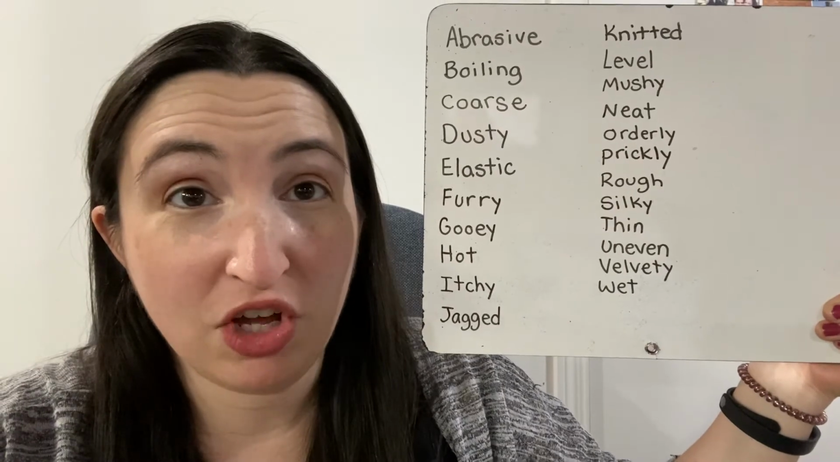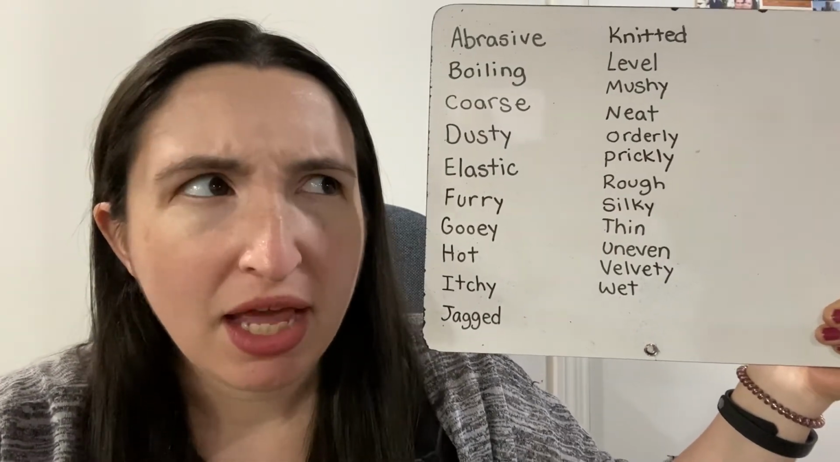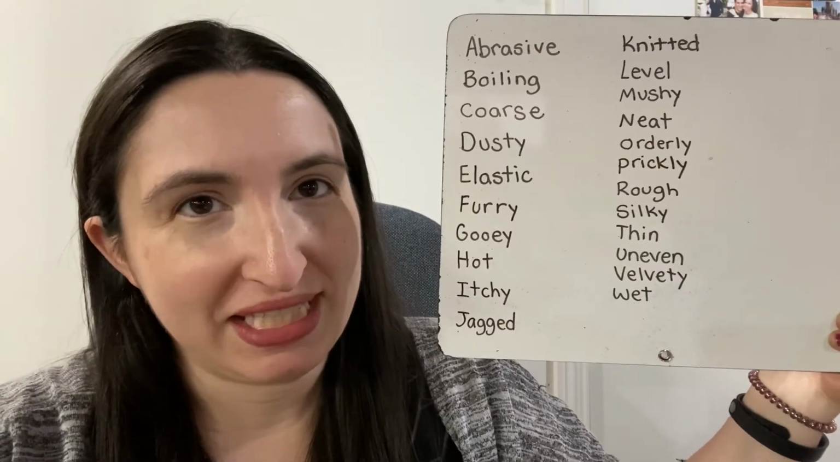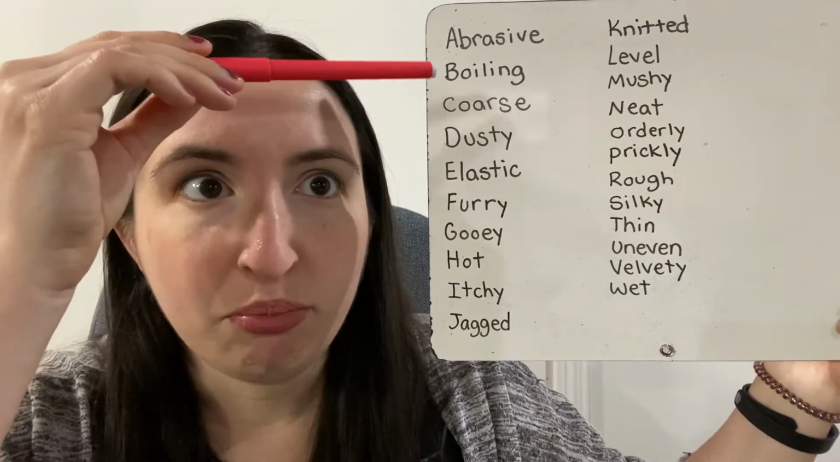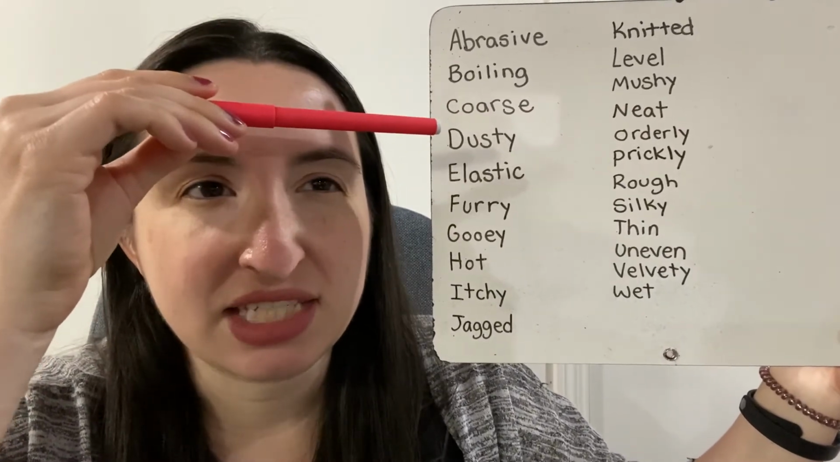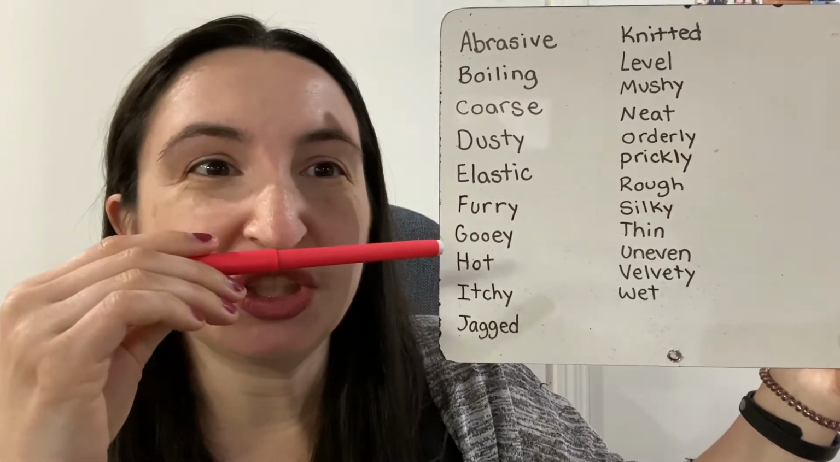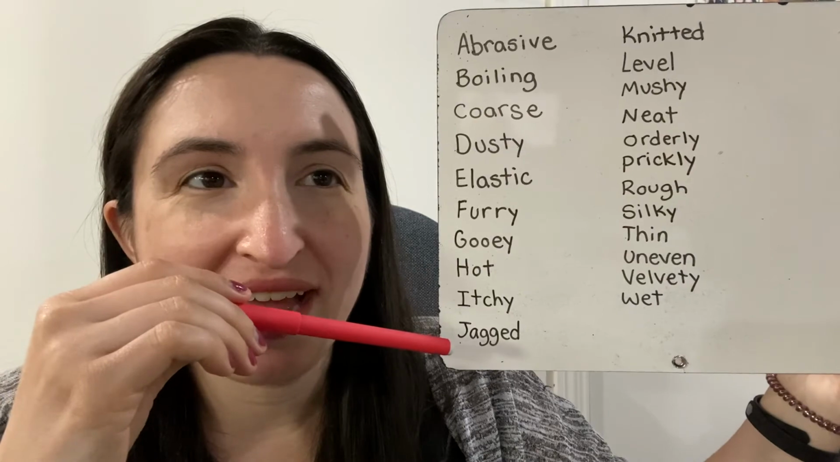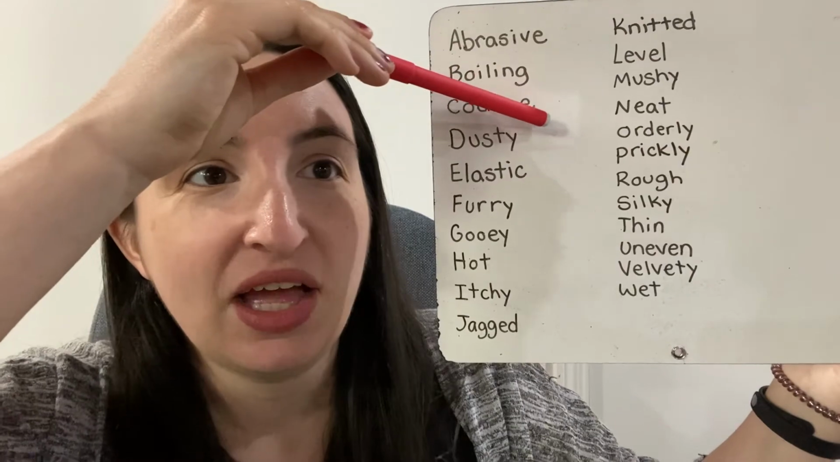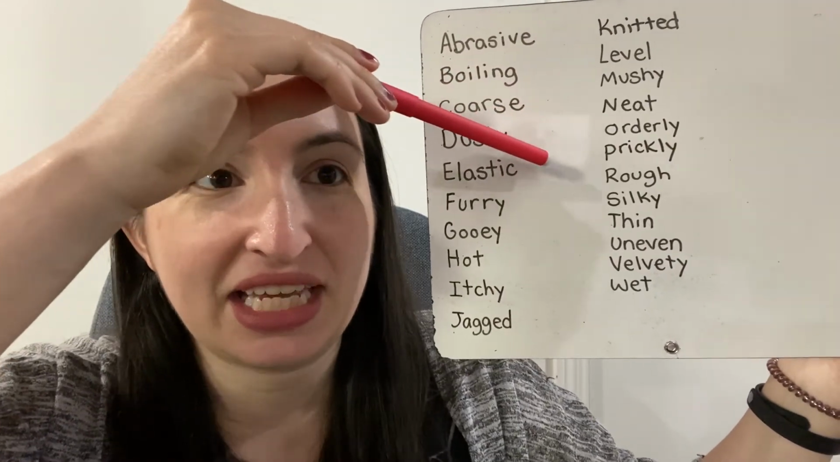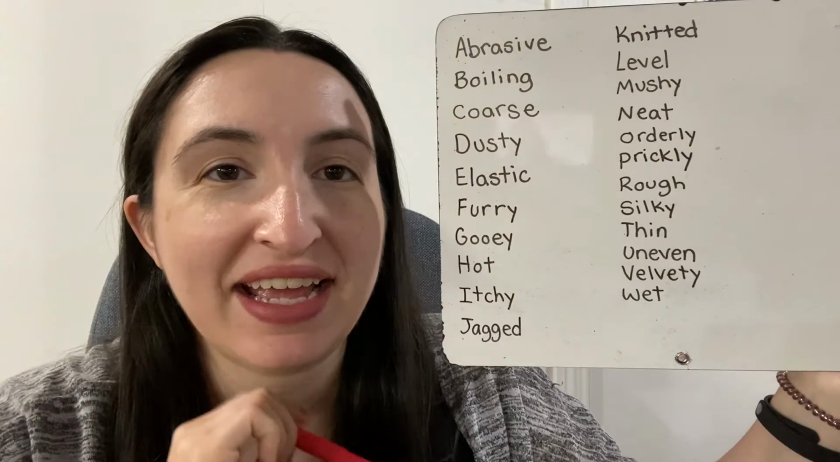You know what I did? I looked up a bunch of different words to describe texture, and it gave me an entire alphabet of words. Check it out. Almost every single letter is represented here. It's hard to find words that start with Q, Y, or Z, and so those words are not on this list, but every other letter is there. How about the word abrasive, boiling, coarse, dusty, elastic, furry, gooey, hot, itchy, jagged, knitted, level, mushy, neat, orderly, prickly, rough, silky, thin, uneven, velvety, and wet.